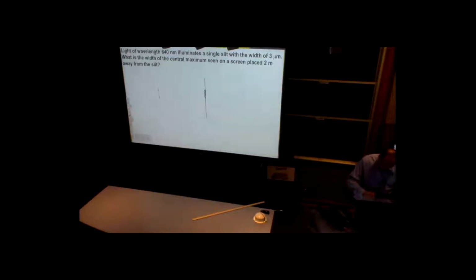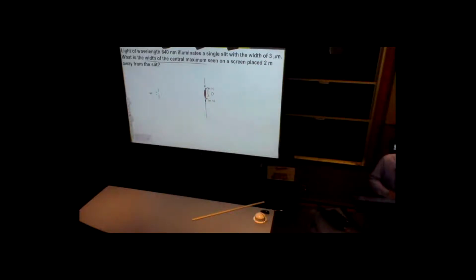We should see a very, very bright spot right in the middle. This is the first minimum on one side, left or right side. This is the first minimum on the other side. What we're looking for is the width of the central maximum, and this is it. I know there's no standard letter. I don't want to use W, because W is the width of the slit. Let's call it D, like a diameter or something.